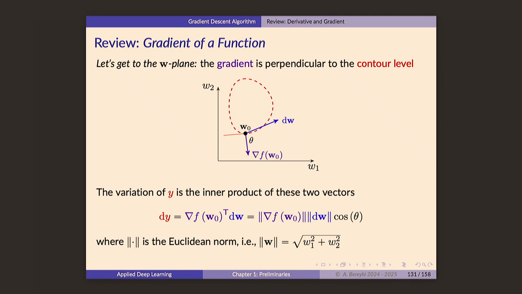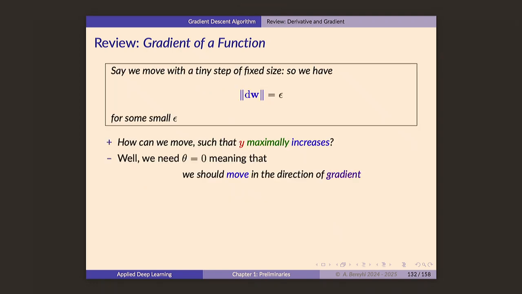So what does it say? It says that if you want to move in the direction where your function increases maximally, just go in the direction that the gradient tells you, correct? Everybody agrees? Everybody okay? Yeah?